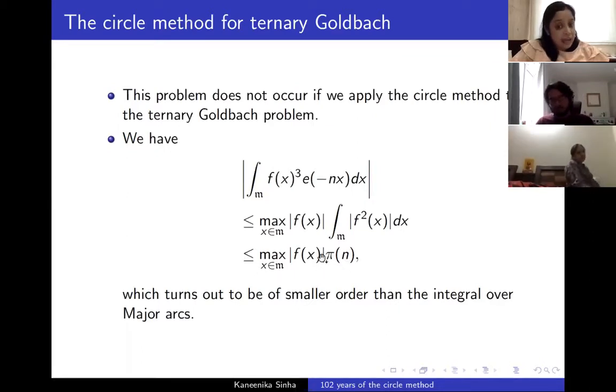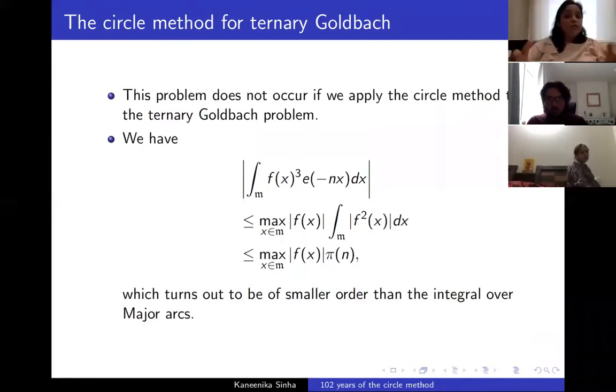Now here we know enough about the value of the functions on the minor arcs to be able to get an upper bound for the integral over the minor arcs, which would be of appropriately smaller order than the integral over the major arcs. All the technical calculations are more involved.